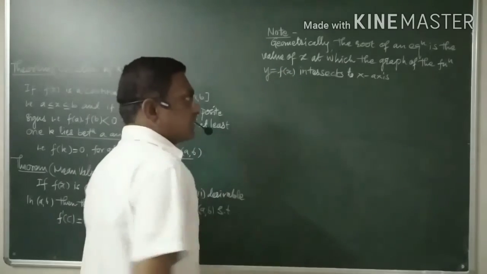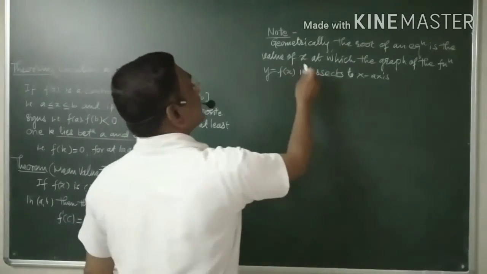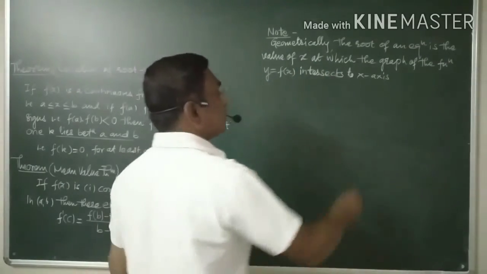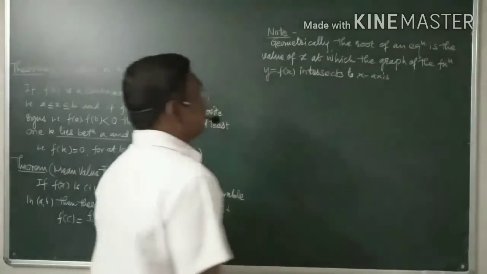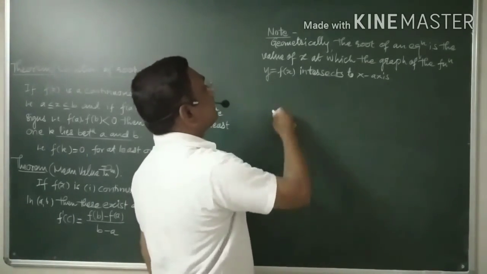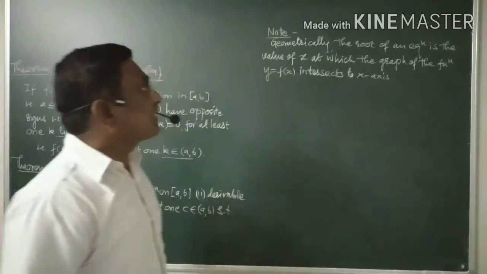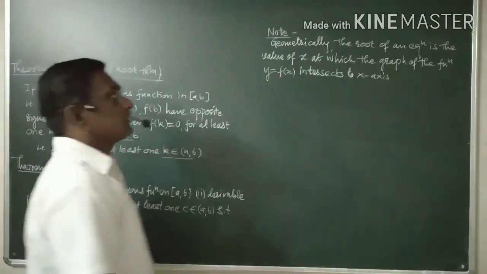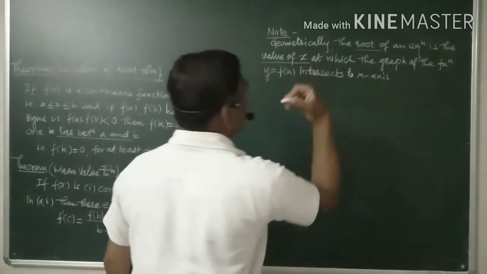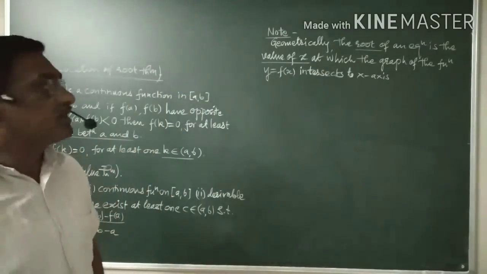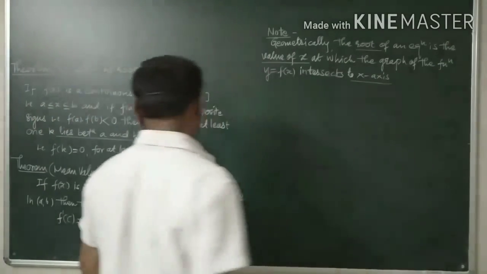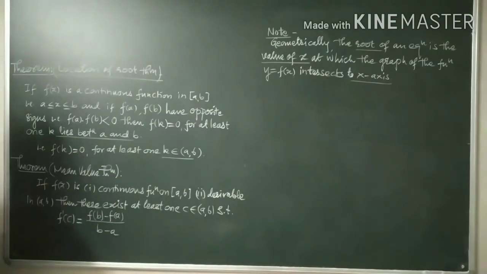This is if the function is of the variable x. If it is of variable y, then you can talk about a different thing. You need to think over whether this meaning will be there or whether it will change. Geometrically, the root of an equation is nothing but the value of x at which the graph of the function f(x) intersects the x-axis. This is the geometrical meaning.